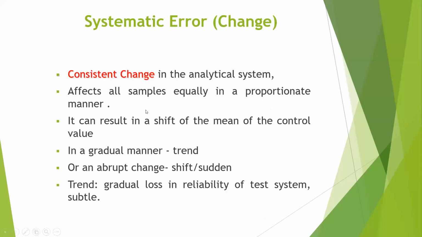Now, systematic error. What's a systematic error? It's a consistent change in the analytical system. It affects all samples equally in a proportionate manner. It can result in a shift of the mean of the control values. Either there can be a shift in a gradual manner, which is called a trend, or there can be an abrupt change, which is a sudden shift. There can be a trend or it can be a shift. If there's a trend, then there is a gradual, subtle loss in the reliability of the test system, right?